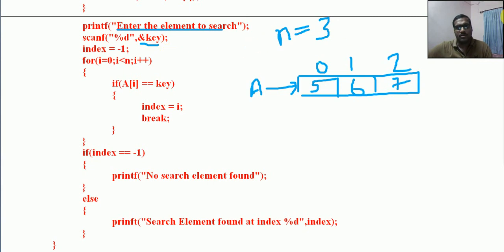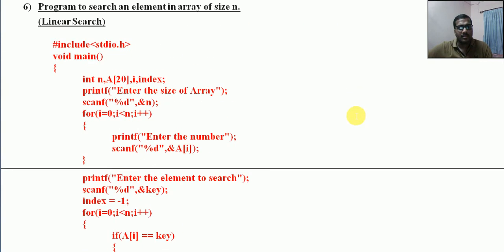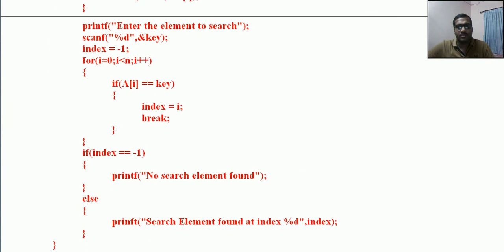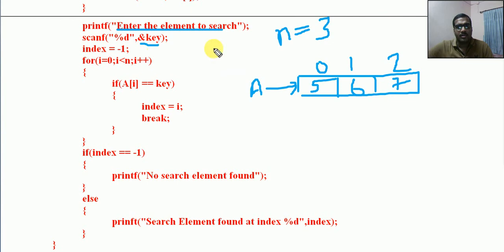That was already there, I think. Key is to be declared here. That was not given there, so that is to be declared. So the key variable is to be declared, that is the element to be searched. Now enter the element to search, read that into the key variable.